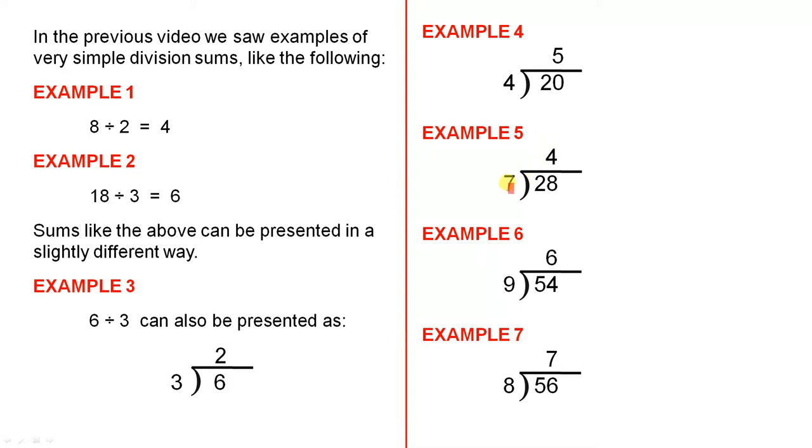Example 5. 7 divided into 28 goes 4. How many times does 7 divide into 28? 4 times. Example 6. 9 into 54 goes 6. Example 7, 8 into 56 goes 7.